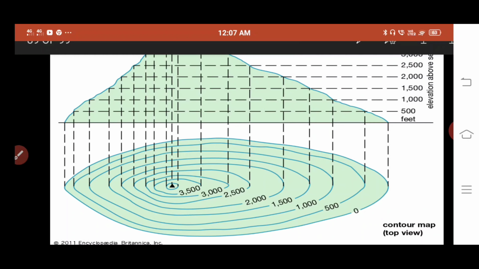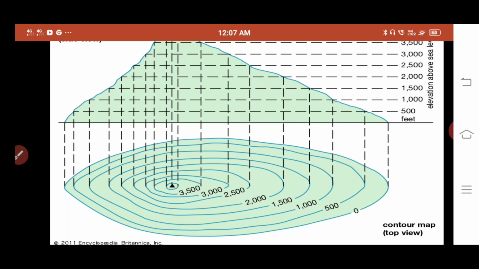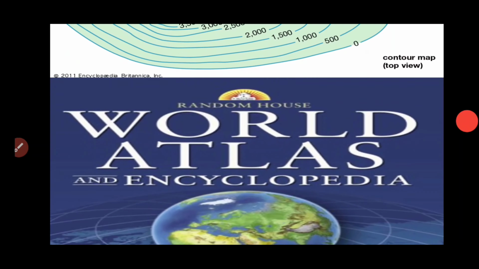Sometimes they may ask: when the contour lines are far apart between the two lines, it represents dash, gentle slopes. When the contour lines are close, it represents steep slope, and uniformly spaced lines represent uniform slopes. So likewise you read out all the things. Understood, my dear? Next one is atlas.